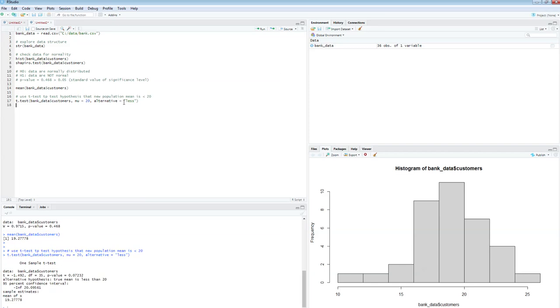I'm going to run this line. It tells me the average of x in my sample. Again, this is not a population average, this is a sample average. But the important thing is right here: my p-value is 0.07232.